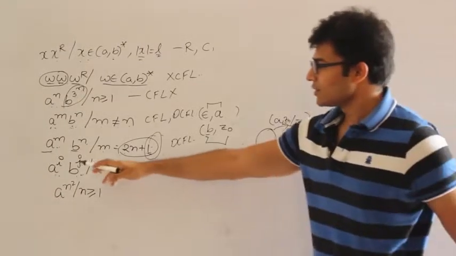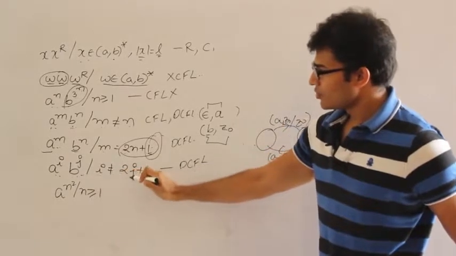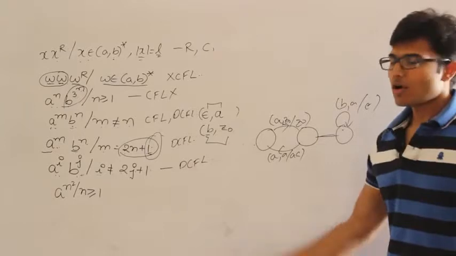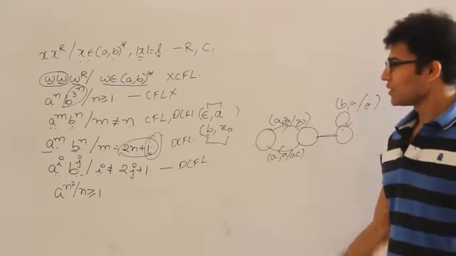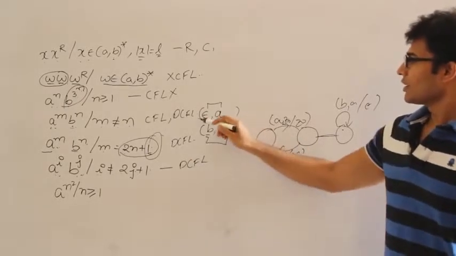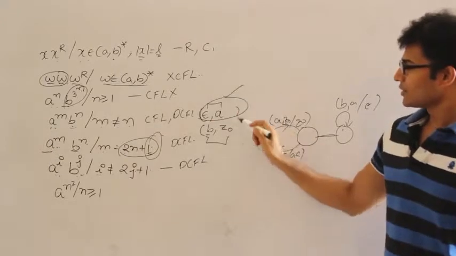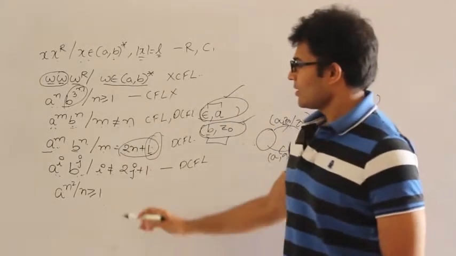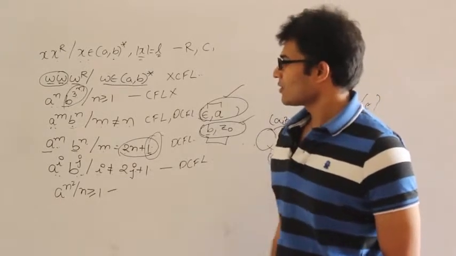So the logic is simple. You generally do it for i = 2j + 1, and at the end either b's should be more or a's should be more. That one you could check. How? If a's are more, you are going to see this. If b's are more, you are going to see this, right? And a power n square such that n is greater than or equal to 1.